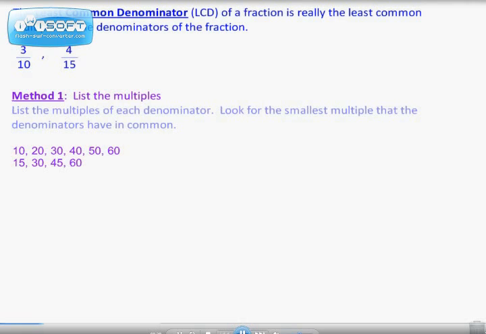I've listed the multiples of 10 and the multiples of 15. We can see that the smallest number that these both have in common is the number 30. So therefore, my least common denominator for 10 and 15 would be 30. Now this method works great for any set of fractions that we have. However, it can be a little bit time-consuming to have to list out all of the multiples and then look for the smallest one. So we have a more efficient technique.